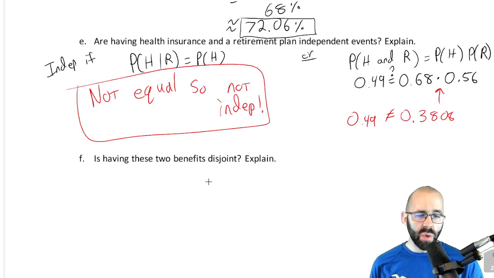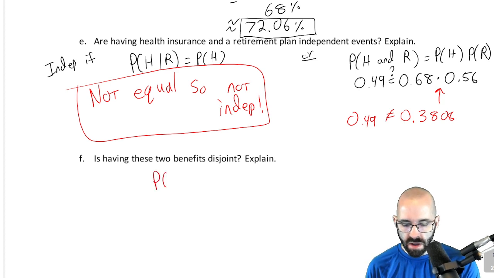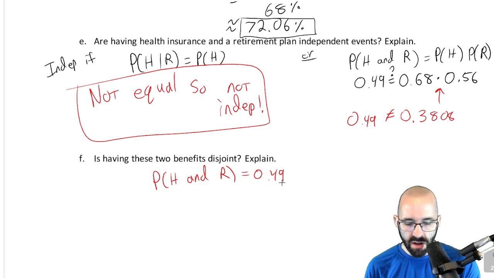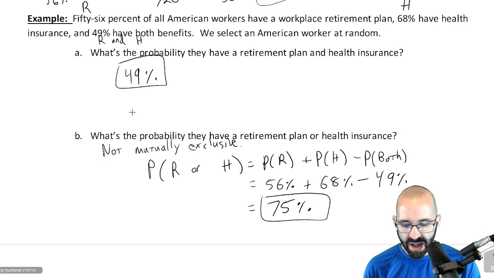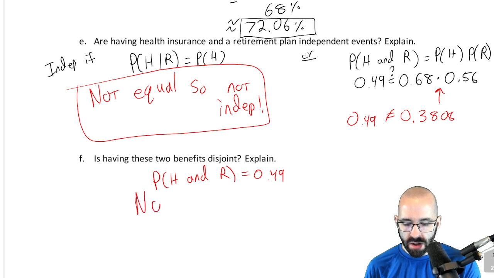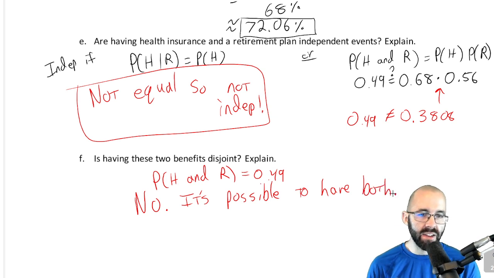Are having these two benefits disjoint? Disjoint means, can they both happen at the same time or not? If they can't happen at the same time, they're disjoint. Well, we know that it's possible to have both a health care and a retirement plan. It was 49%, right? I'm not making that up. They're disjoint if the overlap is 0. Yeah, it's possible. So no, they're not disjoint. It's possible to have both. And in fact, more likely to have both. If you have one, it's more likely that you have the other.